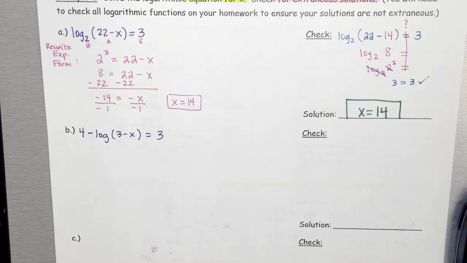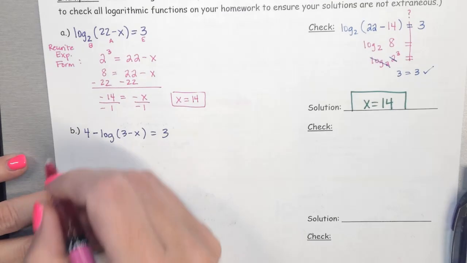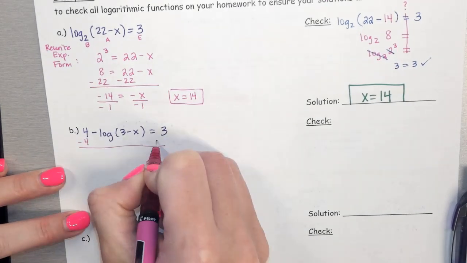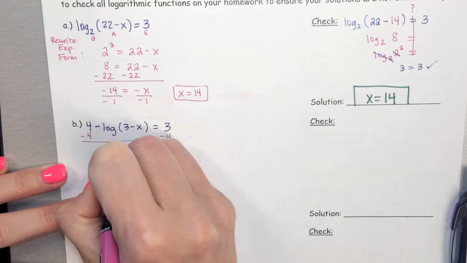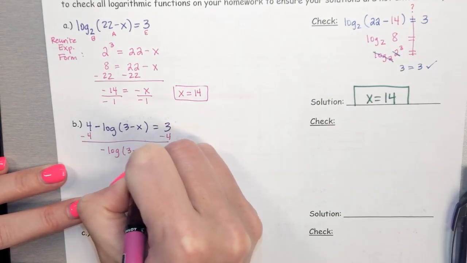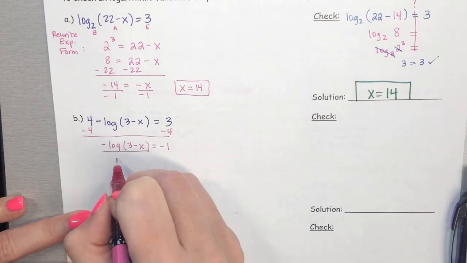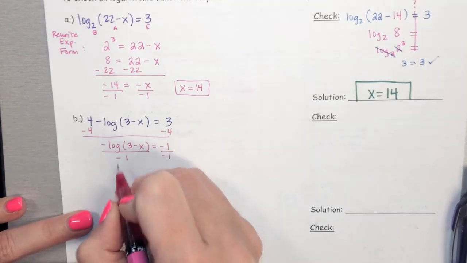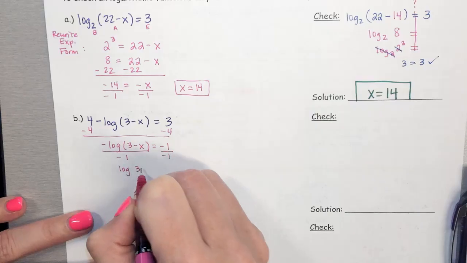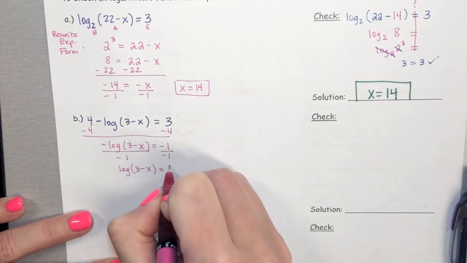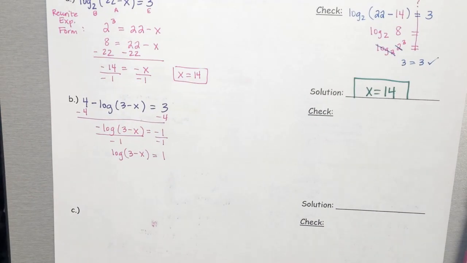And then we don't want anything in front of the log multiplied, so then we're going to move over the negative. Okay, so step 1, we subtract 4. So we have negative log(3 minus x) equals negative 1. And then we divide by negative 1. Okay, make sure you keep your parentheses.